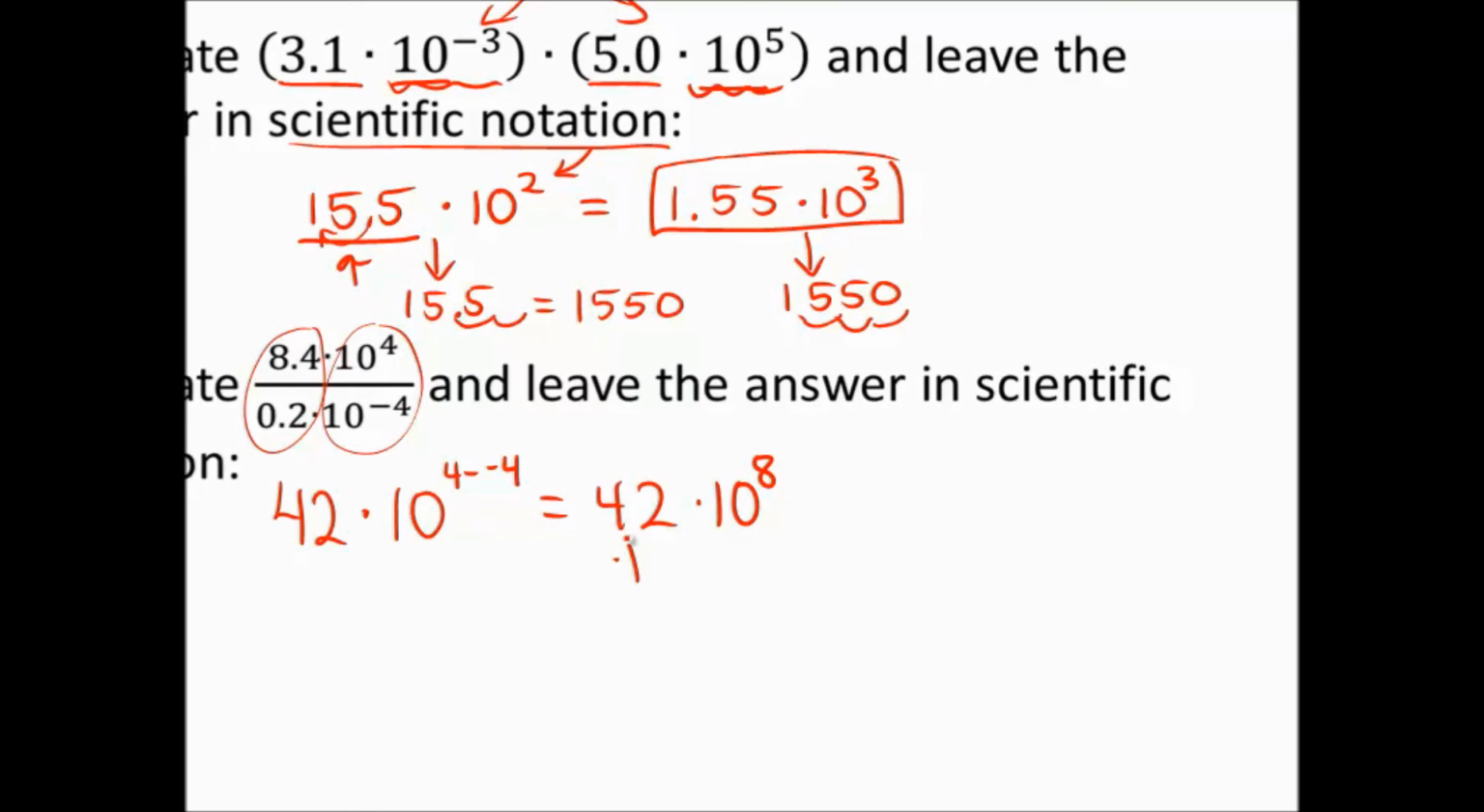So this is not quite in proper scientific notation form yet, so we need to make it a 4.2. So you need to compensate. Because we need to have it go back one, we have to compensate so that it goes forward one extra.